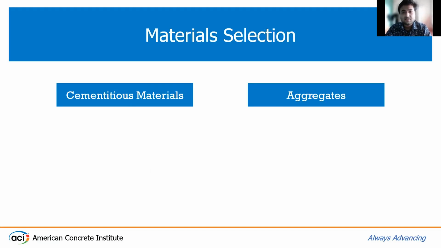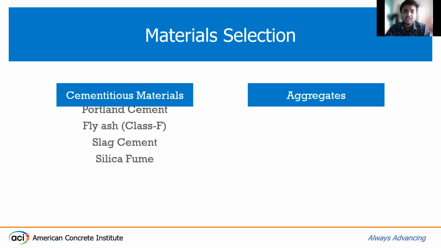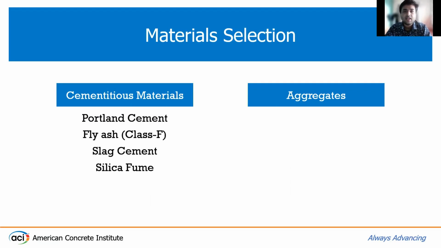Finally, the selected materials were divided into two parts, cementitious and aggregates. In the cementitious part, we had Portland cement for both cases, and in the alternative case scenario, we replaced some portion of Portland cement with fly ash, slag cement, or silica fume. For both cases, the aggregates were stone chips and sand.